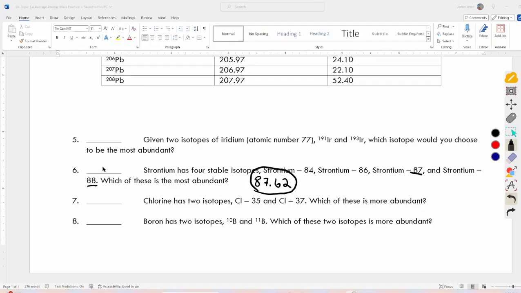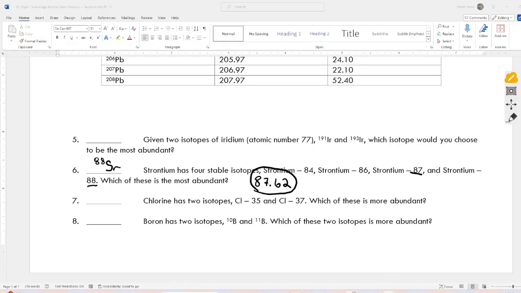So we're going to take a wild guess, and we're going to say that the one that is most abundant is strontium 88. If we wanted to be really technical, we do it like this. We could go Sr, and we put 88 up here. Make sense? So like for this one, it says, given these two isotopes of iridium, and it gives you the atomic number 77, it gives you these two masses here, 191 and 193. Which of these two is the most abundant?